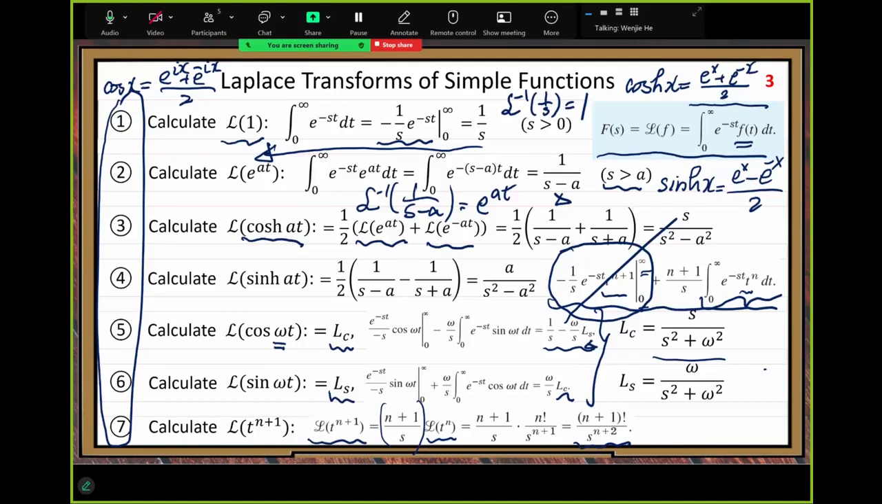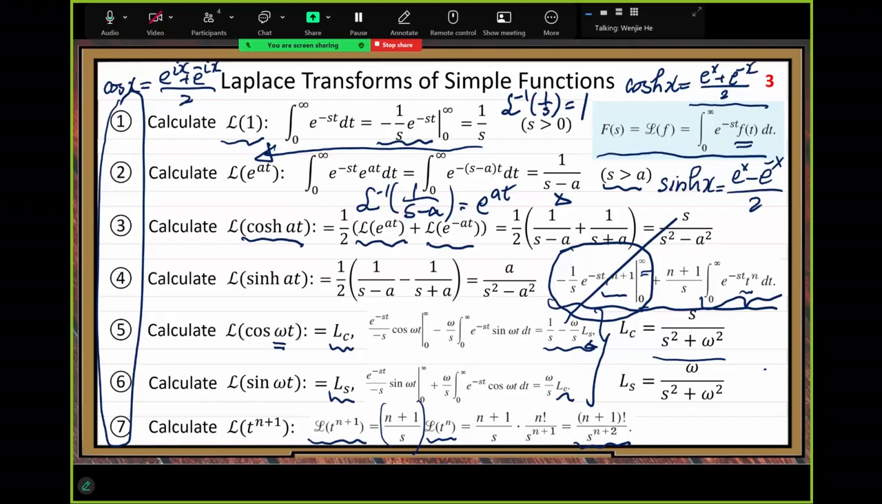Laplace transform, so we can derive these basic formulas. All right, next. Let me just turn off. All right, next. Look at the formula number 7.